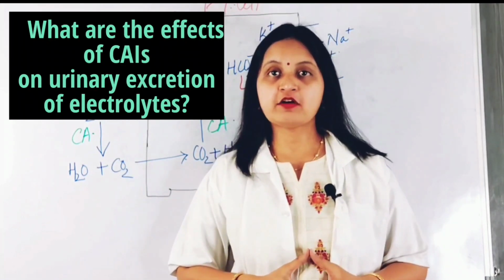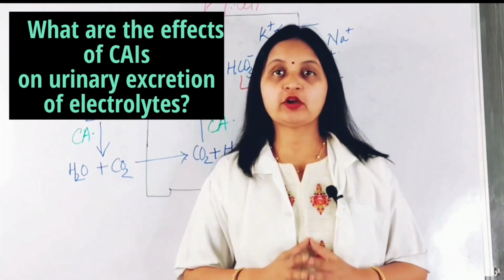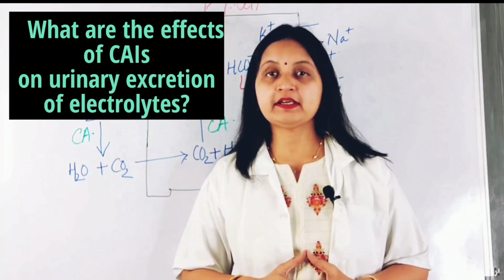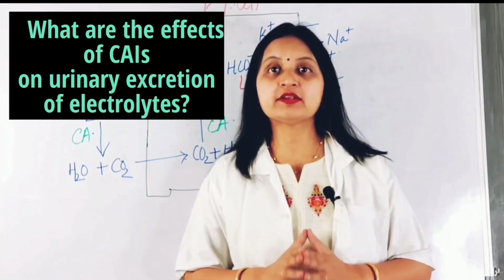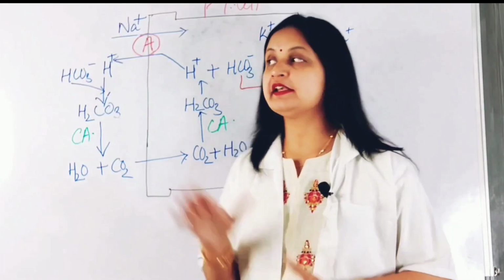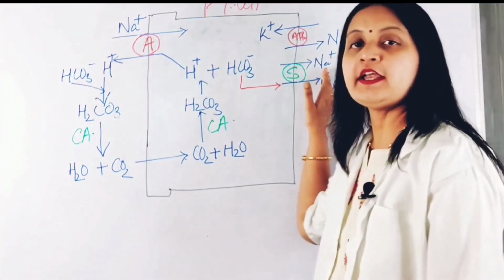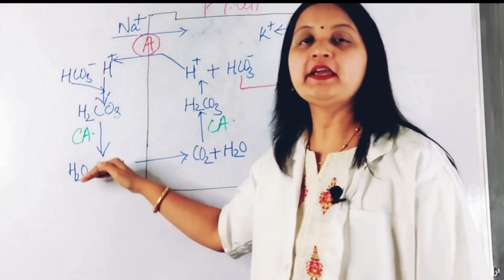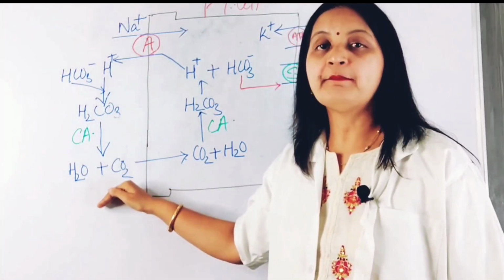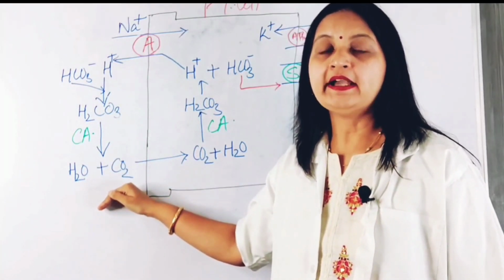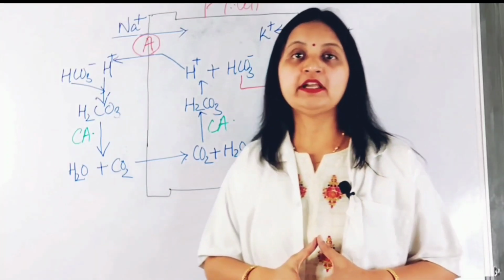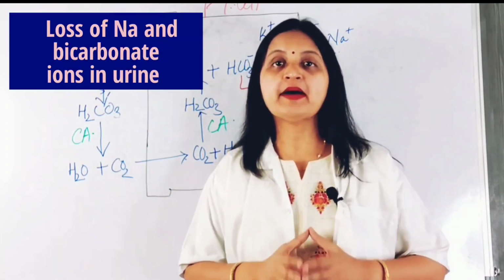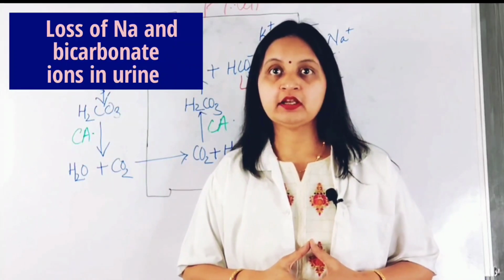So what are the effects of carbonic anhydrase inhibitors on electrolyte excretion in urine? Carbonic anhydrase inhibitors, by inhibiting the carbonic anhydrase enzyme, inhibit the reabsorption of bicarbonate into the interstitium and cause increased excretion of bicarbonate in urine, which combines with sodium, and sodium bicarbonate is lost in urine. So there is loss of sodium and bicarbonate ions in urine.